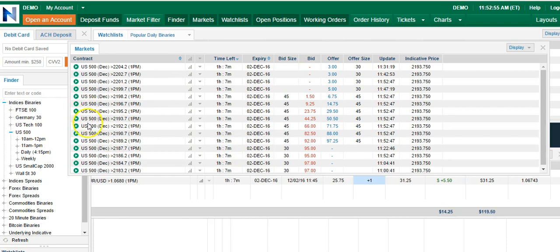The way to look at Nadex is to read this particular statement. This statement says the US 500, which again is the S&P 500 futures, the December contract, will be greater than 2193.7. So that is a statement that says the US 500 or the S&P 500 will be greater than 2193.7. Now the question is, do you agree with that statement or don't you?